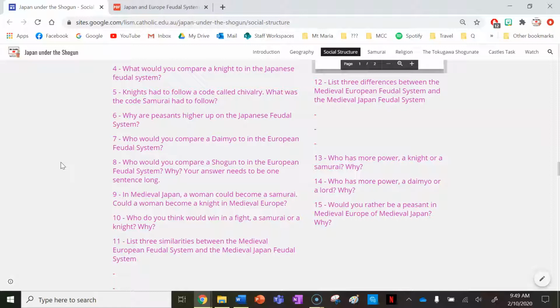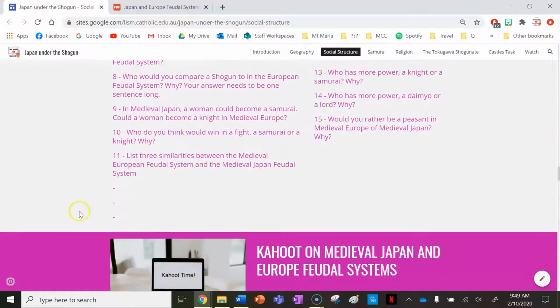Number 10. Who do you think would win a fight, a samurai or a knight? I think that's a really good question. It certainly depends on what stage of medieval Europe you're talking about, but in the 1400s and 1500s of medieval Europe, knights were covered head to toe in armor. Even though they were really slow, and katanas were really sharp, the sword used by the samurai, I think a knight would probably win, but you guys can argue for or against that as well.